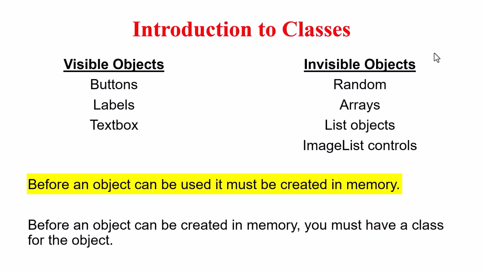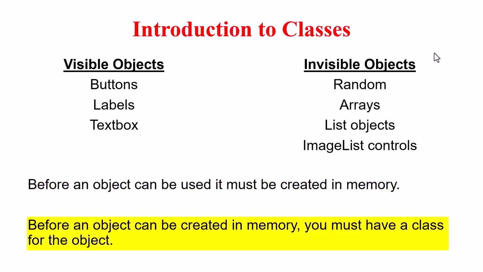And before an object can be used, it must be created in memory. Before an object can be created in memory, however, you must have a class for that object, which Visual Studio gives us for these particular things that we're seeing on the screen right now. But we can also create our own. But let's take a look a little deeper.